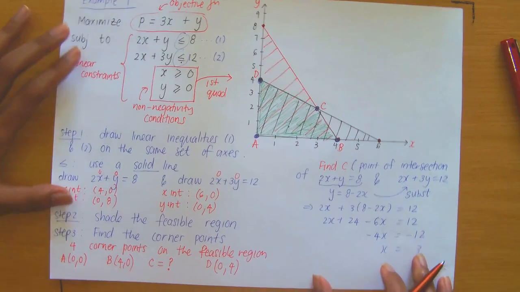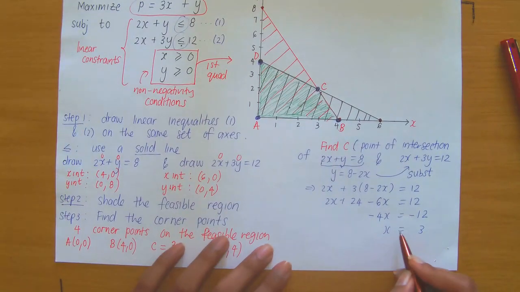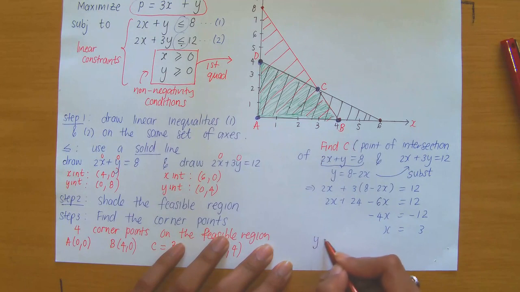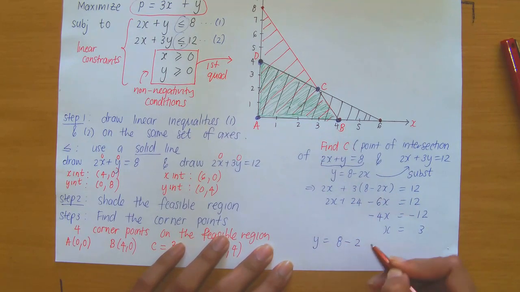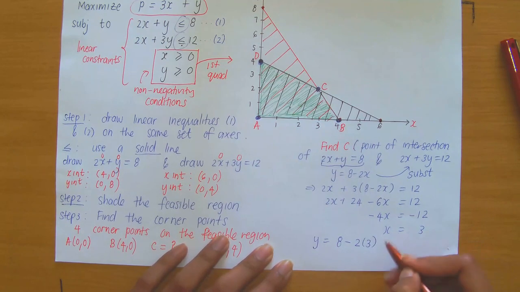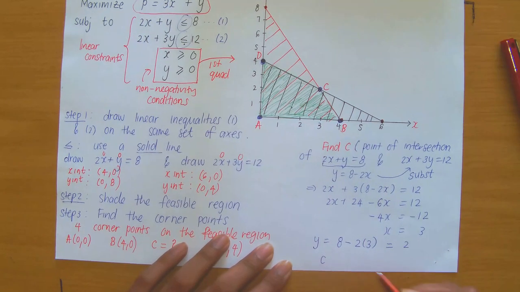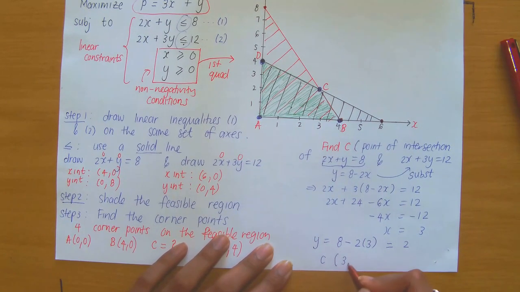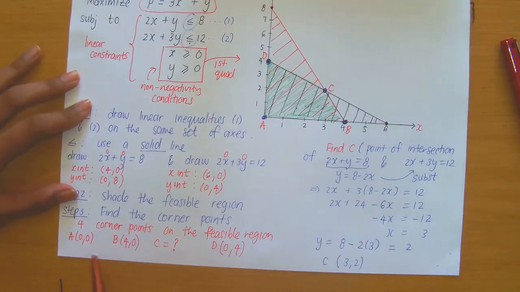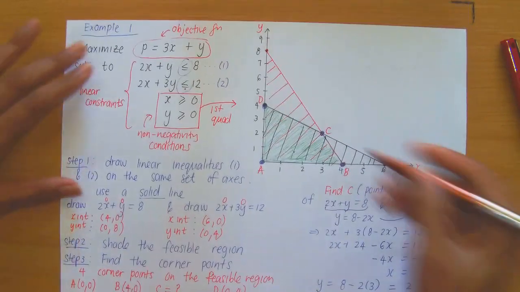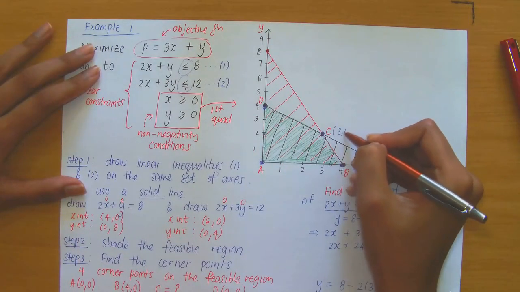So I have the coordinate for x. X is 3. Let's now find out what y is. So y equals 8 minus 2x. So it's 8 minus, substituting in x equals 3, it's 8 minus 2 times 3, which is 2. So therefore C has the coordinate 3, 2. So step 3 is now complete because I have found the coordinates for each of the corner points. Right, so I'll just put this on here, 3, 2.